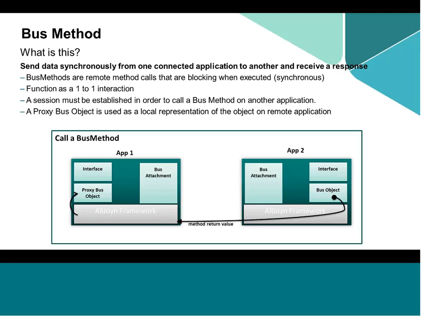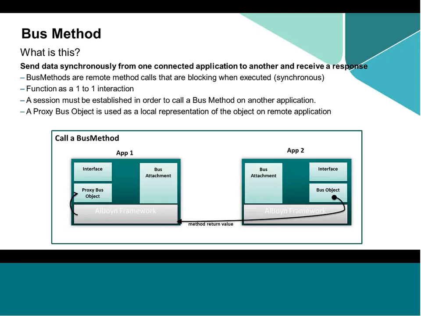So the big important piece with bus methods is that they are blocking. When you call one, you will get a return response. And so it's important in your software that you understand that it's blocking and you don't make these calls on a UI thread. And it's also important that you avoid making bus method calls within AllJoyn callbacks themselves. So you always want to use all these calls and move them over to a separate thread.